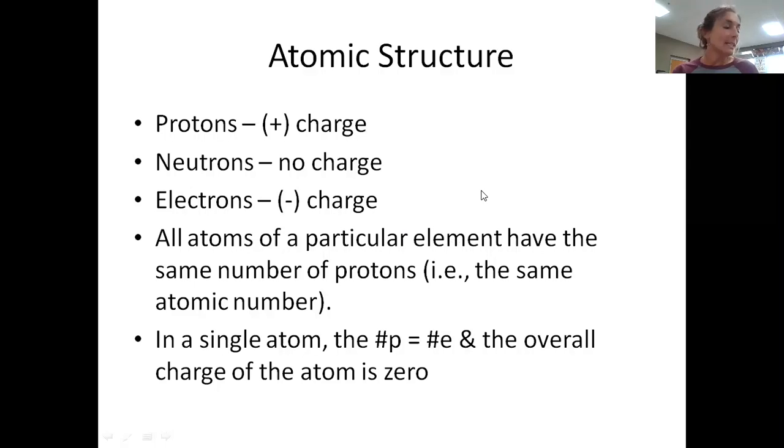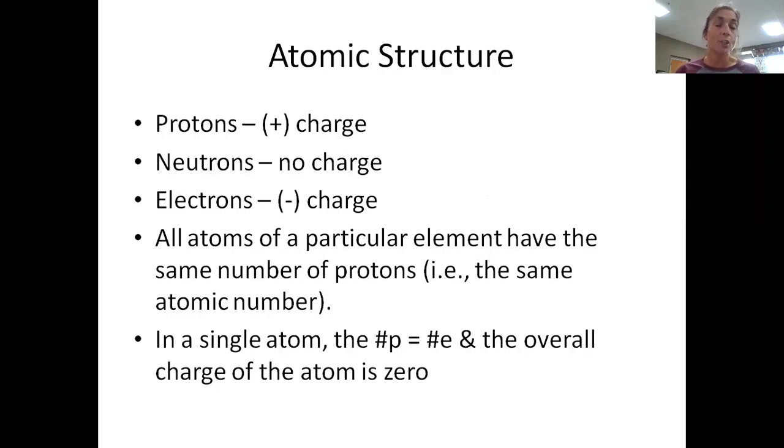What that means is there's the same number of protons in an atom. The atomic number is the same as the number of protons in an atom. So if we wanted to define atomic number, the atomic number is the number of protons in an atom. And the atomic number of an element is always the same for all atoms of that particular element.